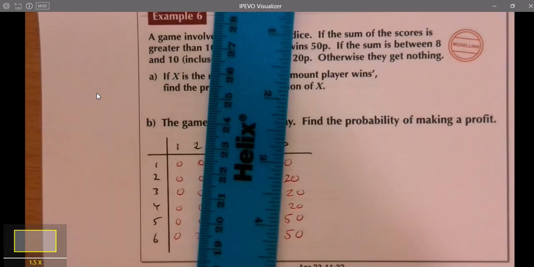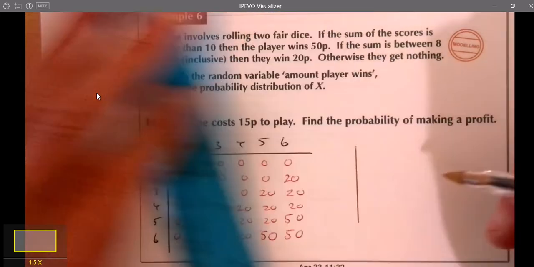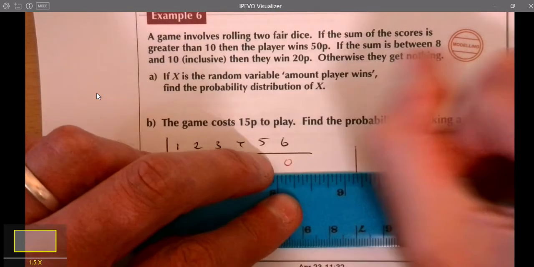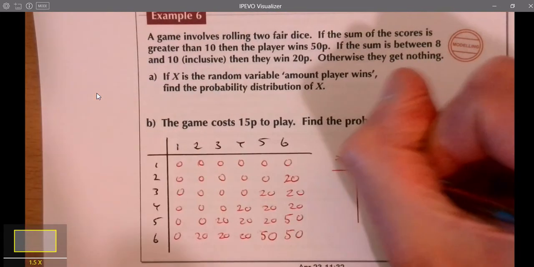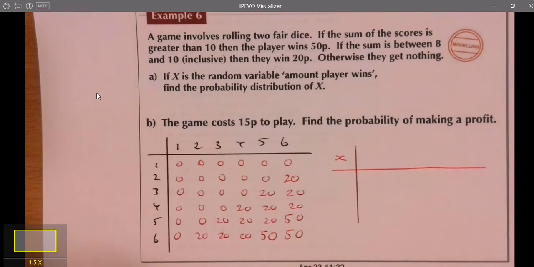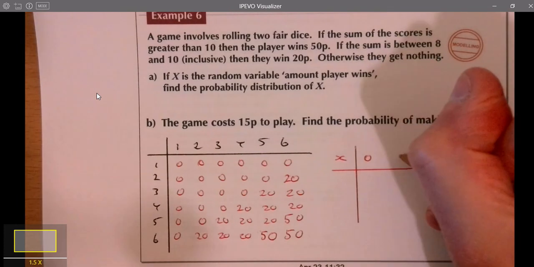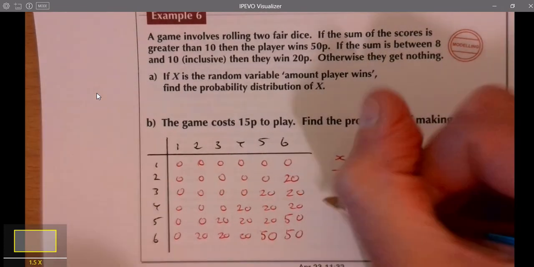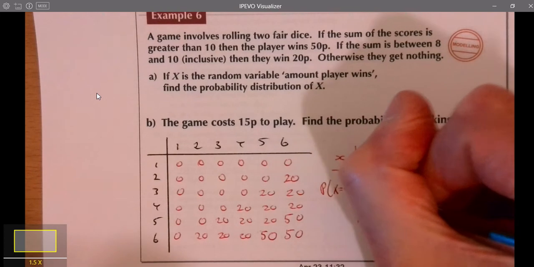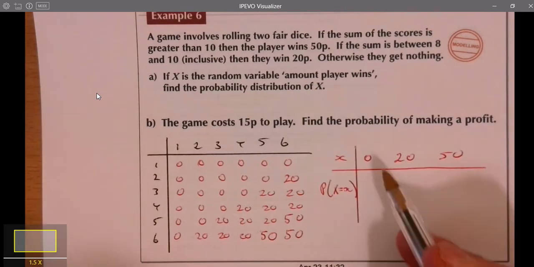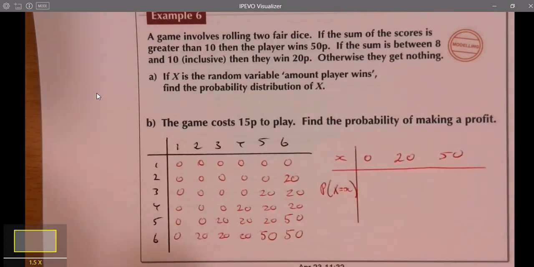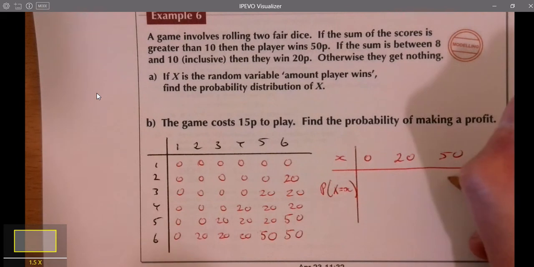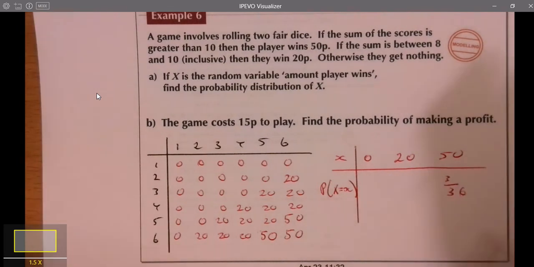Now, let's just draw a quick table for our probability distribution. What are the different outcomes that we've got? It's how much the player wins. Okay, so 0, 20 or 50. Those are the different options that we've got. Now let's write down the associated probability with all of those. I'm going to do it the other way around. I'm going to do 50 first because I don't need to think about that. And then I'm going to do 20.